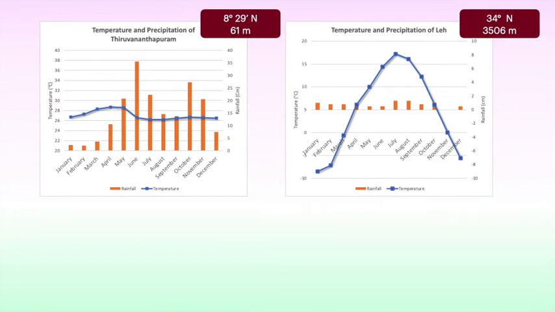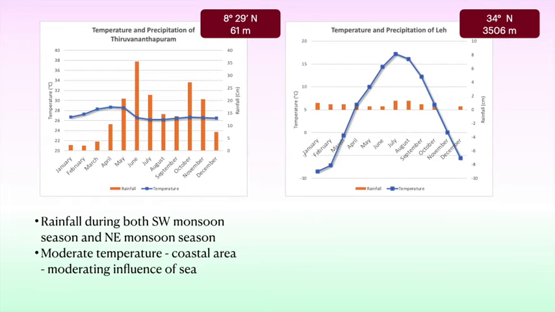The next, Thiruvananthapuram, is a coastal city. There is not much fluctuation in the temperature profile. Rainfall, this place is also getting rainfall similar to Shillong.